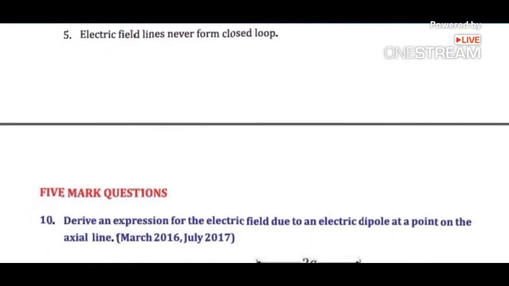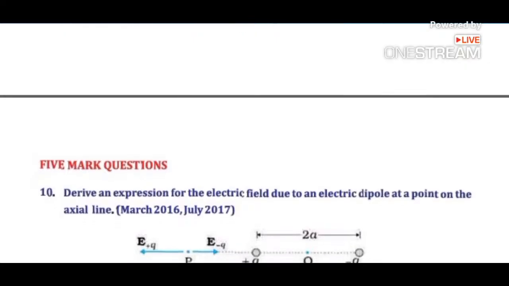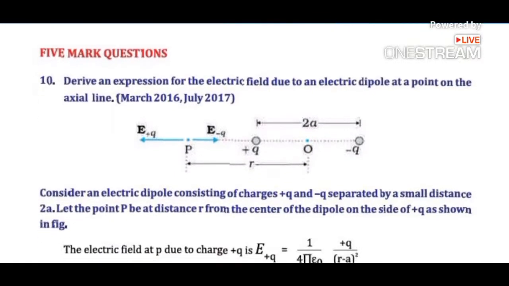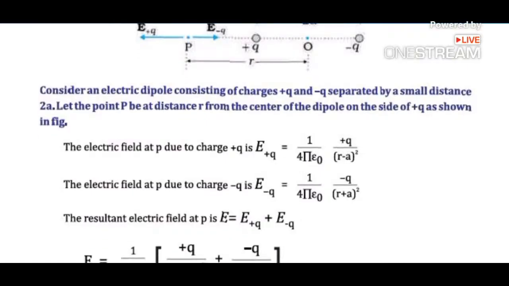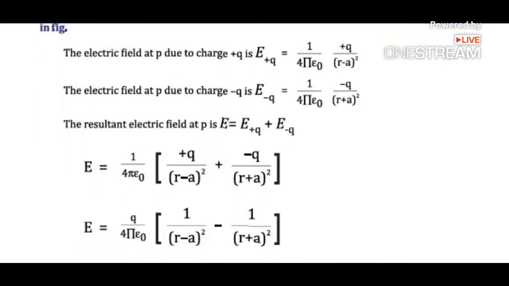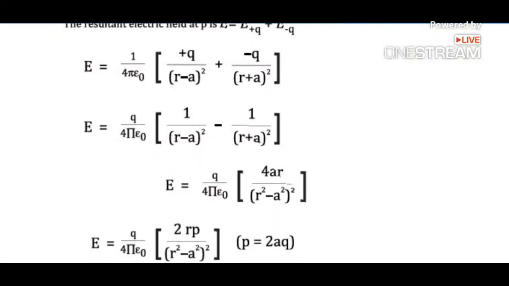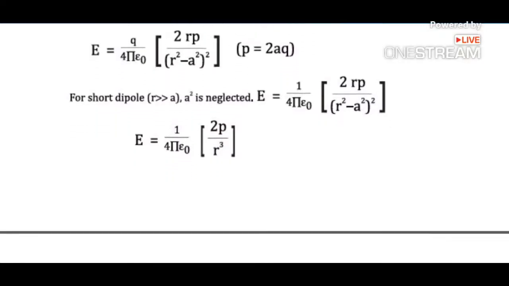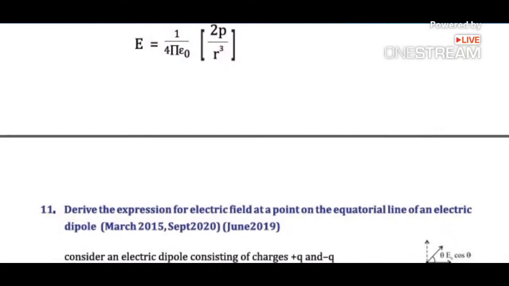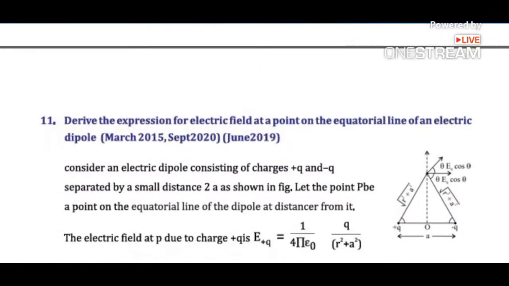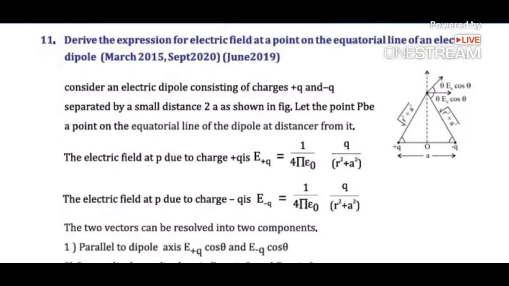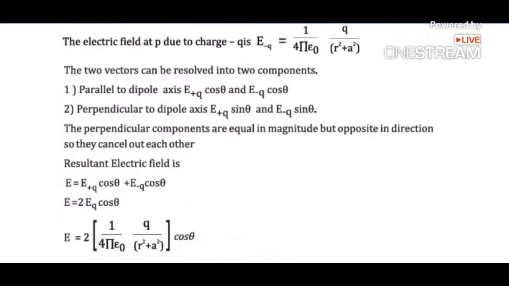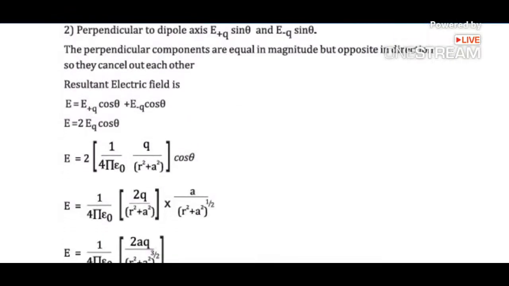Question 10. Derive an expression for the electric field due to an electric dipole at a point on the axial line. Answer. To be derived using formula and steps, E = (1/4πε0)(2p/r³) for the axial line, where p is the dipole moment. Question 11. Derive the expression for electric field at a point on the equatorial line of an electric dipole. To be derived using formula and steps, E = (1/4πε0)(p/r³) for the equatorial line, direction opposite to p.